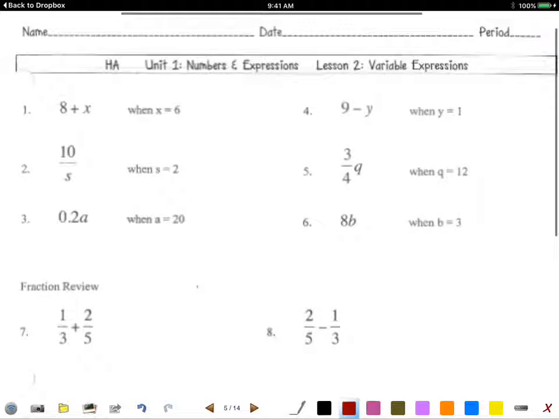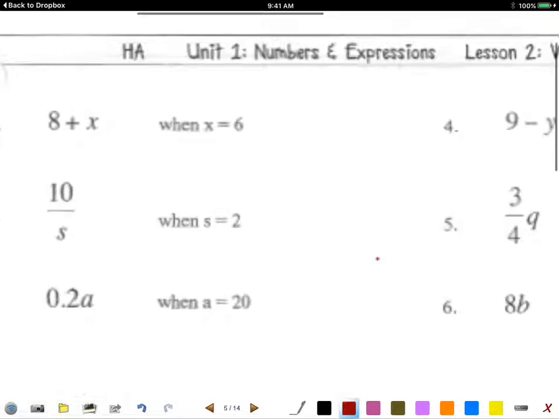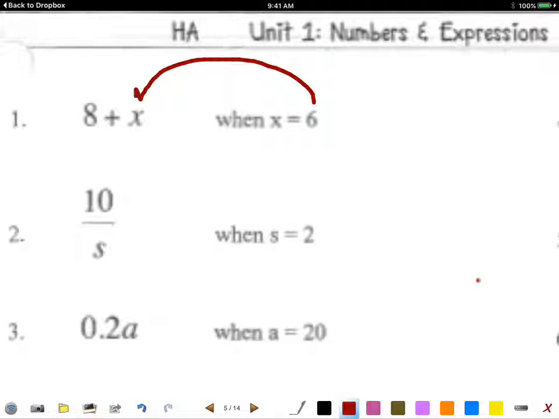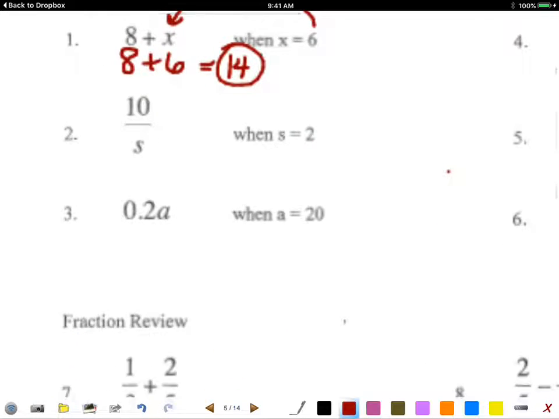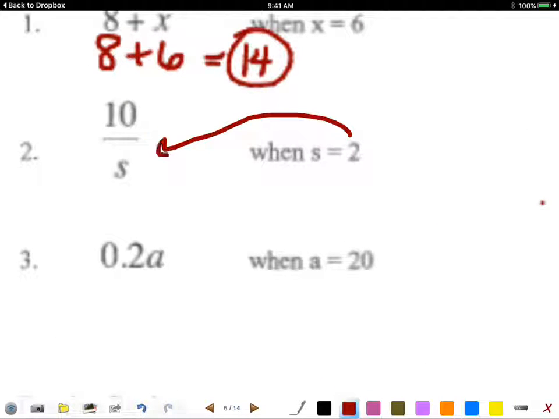We have 8 plus x. If x equals 6, that means we're substituting in this 6 here for x. So this is really 8 plus 6. So what would 8 plus 6 be, guys? 14. Okay, so all you're doing here today is substituting in. We're going to have to do some other work where we write our own variable expressions, but here in the beginning it's pretty easy. If s is 2, we plug in 2 here, so we have 10 divided by 2, which is 5.